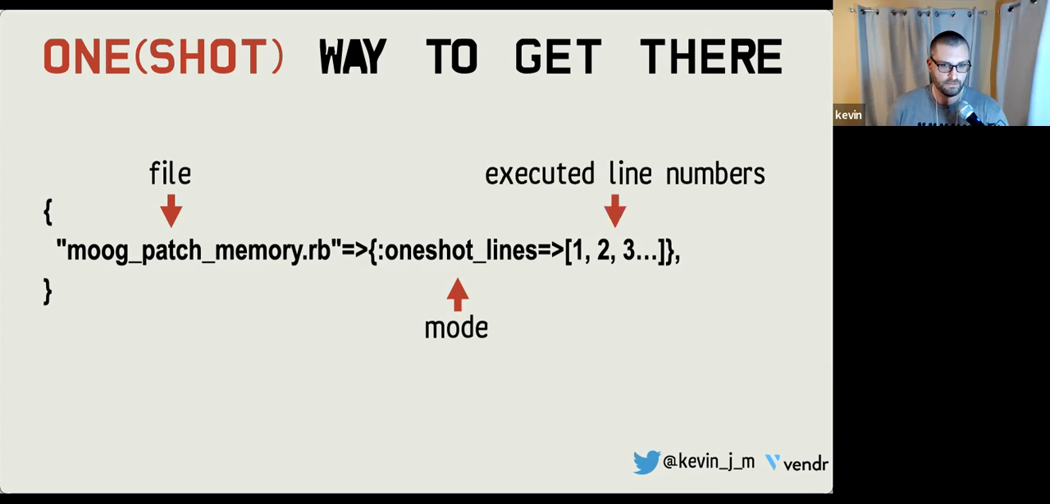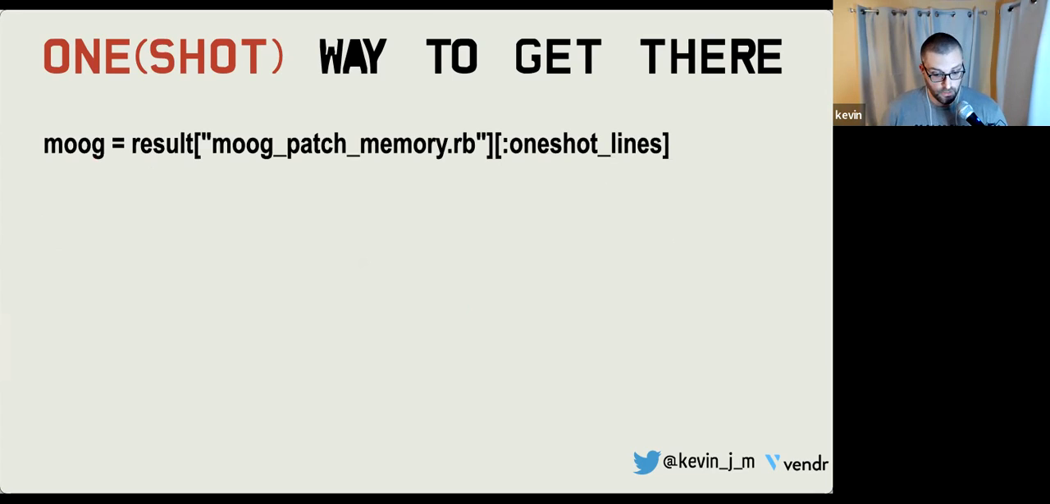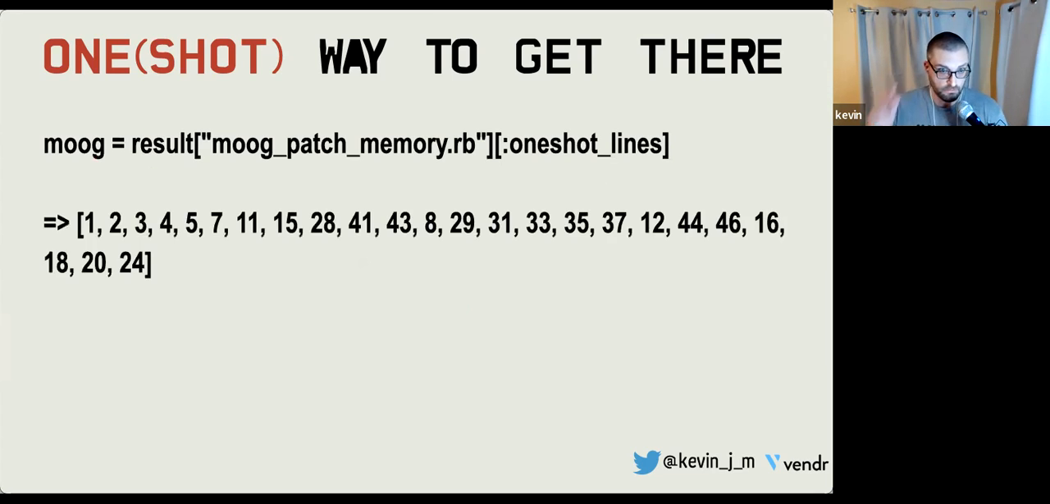So the order isn't necessarily important here. This is just telling us these are the lines that were run while coverage was running. And so for our purposes here, when we ask which lines of our patch memory ran, we just get a whole bunch of numbers that represent lines in our source code.